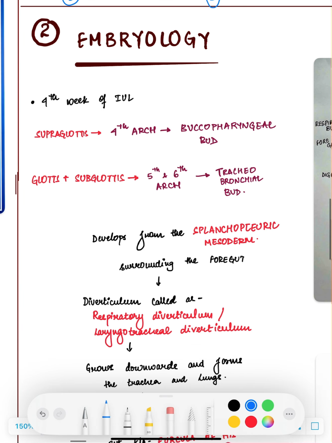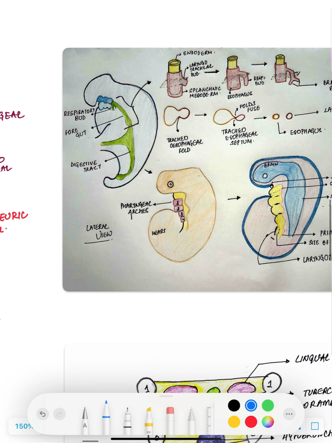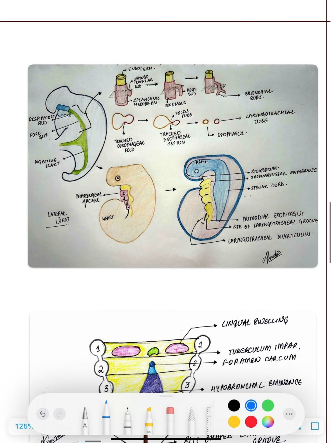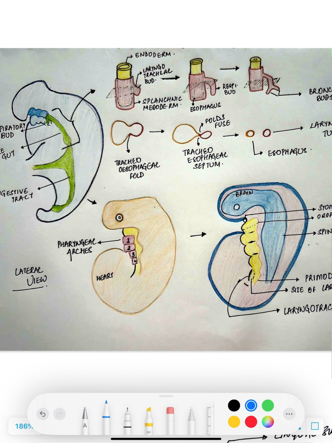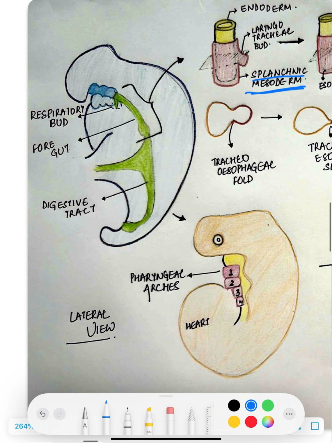Now, quickly let us see the embryology. As we have seen in the anatomy of tympanic membrane, it all started with the pharyngeal arches, right? So this diagram is very important. The development of larynx takes place from the splanchnic mesoderm. You can see this splanchnic mesoderm. It is the mesoderm that is covering the foregut. If you see this diagram, this is a developing embryo.